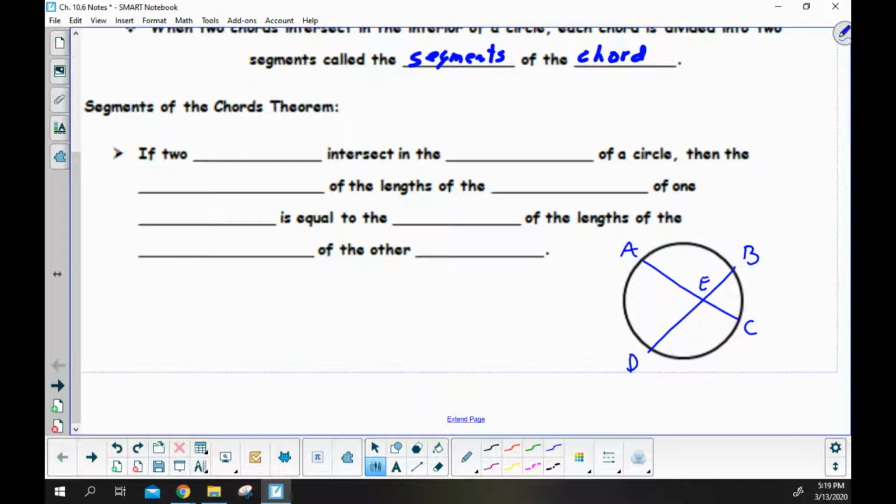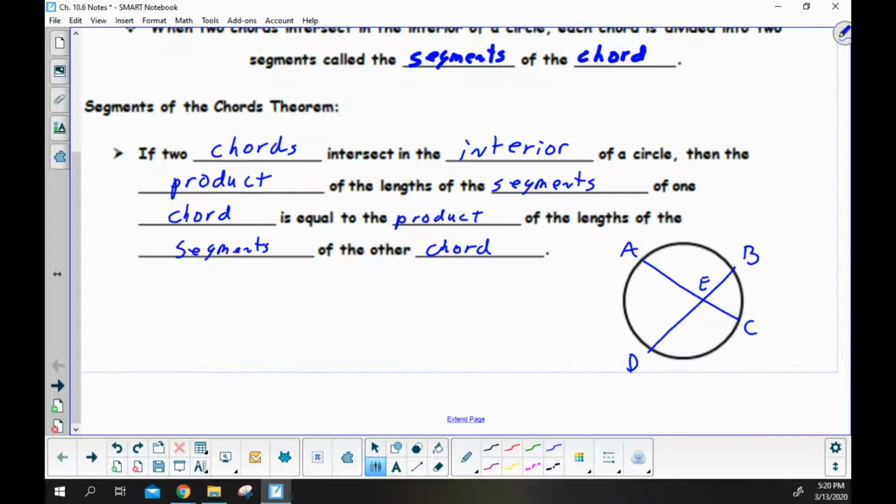All right, so if two chords intersect in the interior, because remember, they can't intersect on the circle, which would make inscribed angles, and this wouldn't apply. If they have two chords which are in the interior of a circle, then the product of the lengths of the segments of one chord is equal to the product of the lengths of the segments of the other chord.